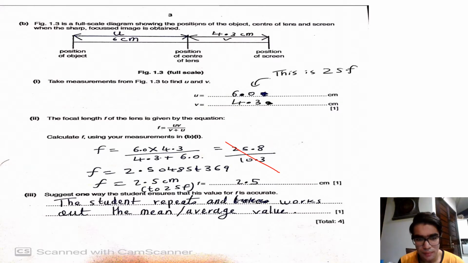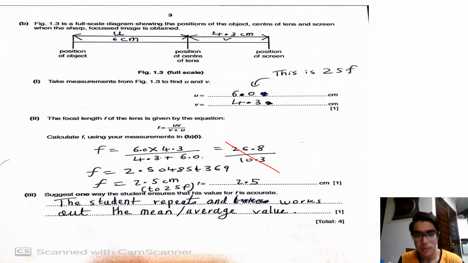If you observe this equation, the previous one, I'm telling you to ignore that because it's the simplified version. But if you look at the equation, we have 6.0 times 4.3 divided by 4.3 plus 6.0. So we always round the answer to the least number of significant figures that we have in the initial question. So here we have two significant figures.